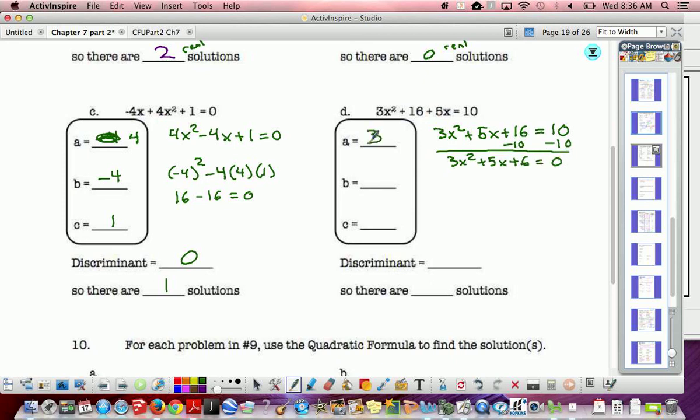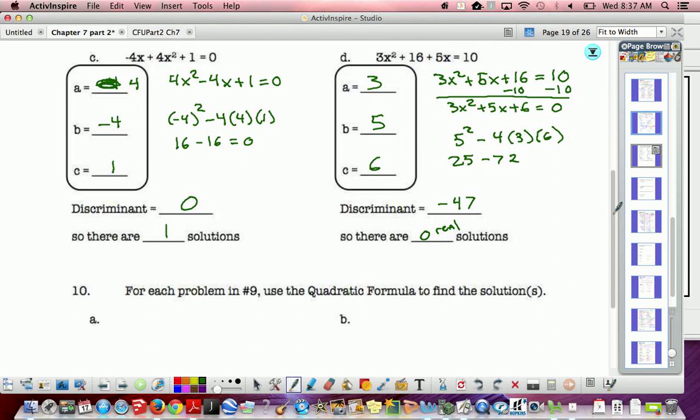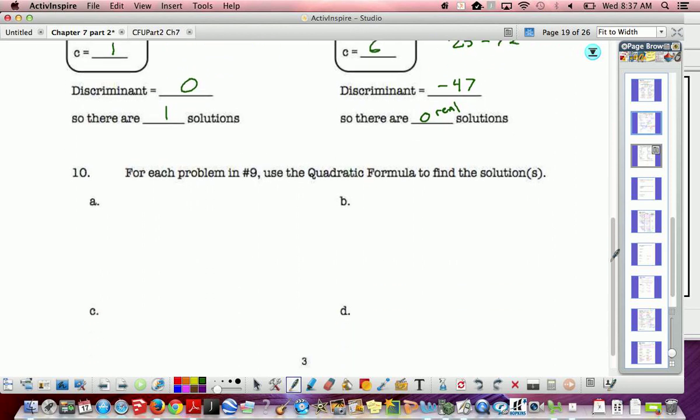So I have 3, 5, and 6. When I do the discriminant here, I'm going 5 squared minus 4 times 3 times 6. So I get 25. 4 times 3 times 6 is minus 72. 25 minus 72 is -47. So this has no real solutions. We're going to have 2 complex solutions.